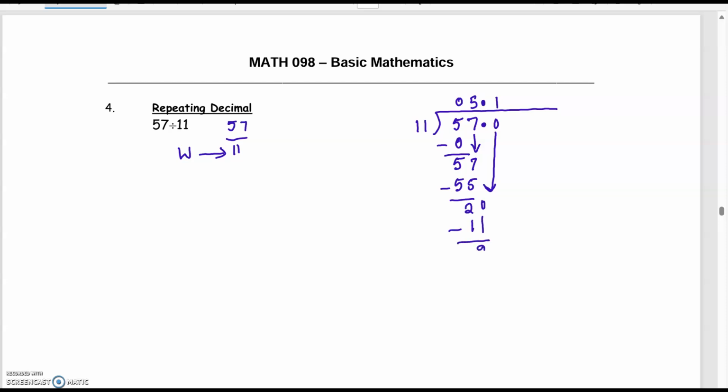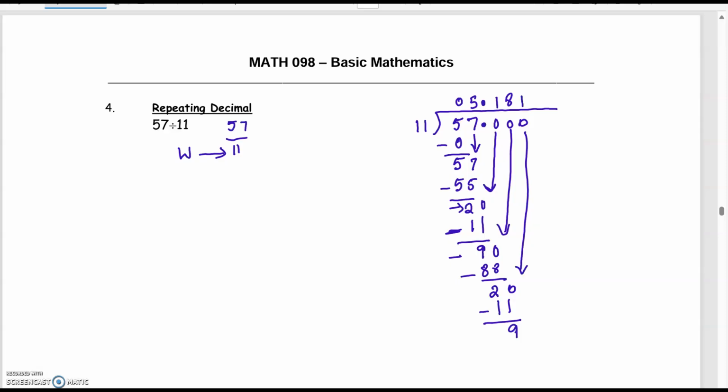Subtract. You get a 9 as a remainder. Bring the next 0 down. That's 8. 11 eights are 88. And you have a remainder of 2, just like you had a remainder of 2 here. Bring another 0 down. This might look familiar. 11 goes 1 times into 20. Subtract and you get a 9. Do you see how your process is repetitive now? Bring the next 0 down.